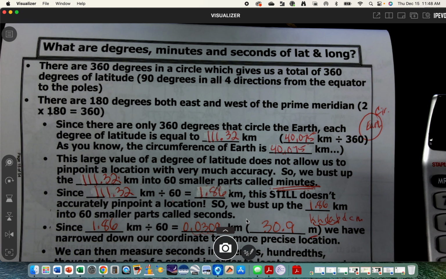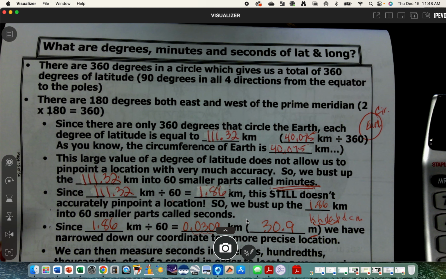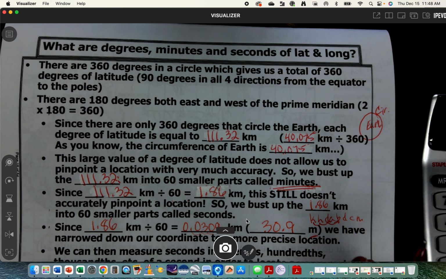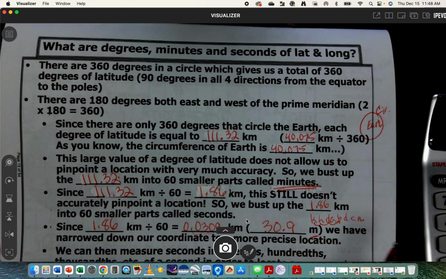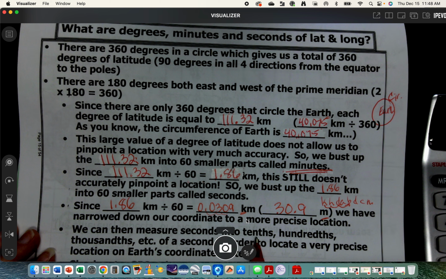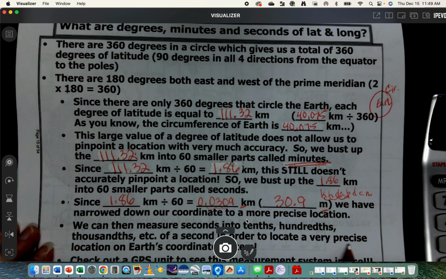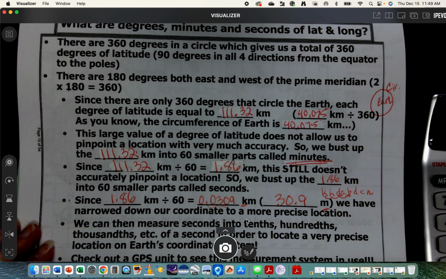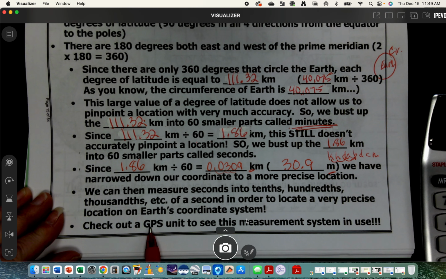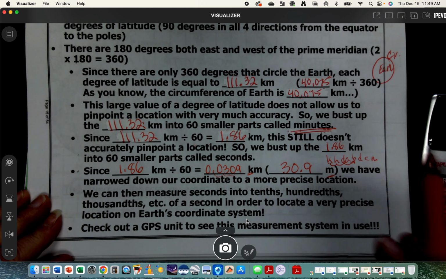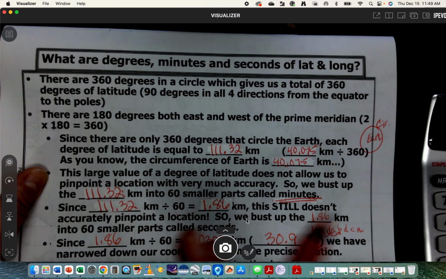All right, but what if we wanted to know exactly where the tree was that we needed to find the box with the money in it? Well, we can then measure seconds into tenths, hundredths, thousands, etc. of a second in order to locate a very precise location on Earth's coordinate system. When you use your GPS in your car, it is very accurate. It will tell you exactly when to turn, unless you're in a spotty service area. So this is why we break degrees into minutes and seconds of latitude and longitude.